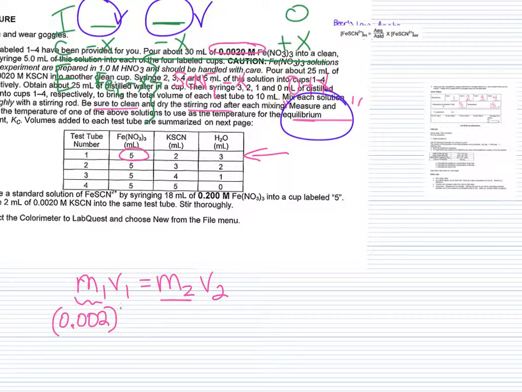So 0.005 liters is equal to, we're looking for this new molarity, my volume 2. Remember, we brought it to a total of 10 milliliters. Okay, we brought it to a total of 10 milliliters. So that would be 0.010.